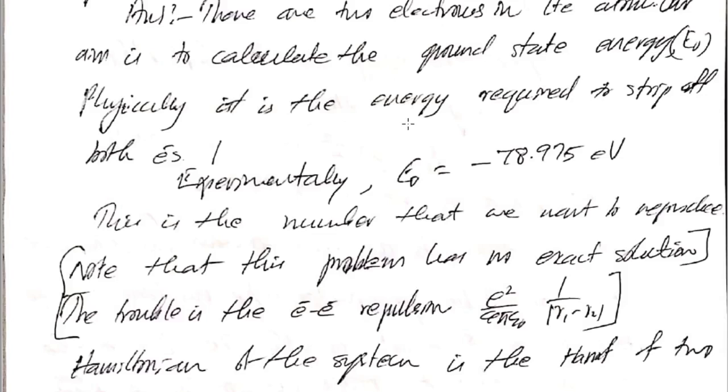Physically, it is the energy required to strip off both electrons. That is, ground state energy means the energy required to ionize the helium atom completely, that is, to remove the two electrons. Experimentally, this value is found to be minus 78.975 electron volt. This is the experimental value of the ground state energy of helium atom. So we have to reproduce this number by using variational method, and then we will be reproducing this number by using time independent perturbation theory. So this is the number that we want to reproduce.